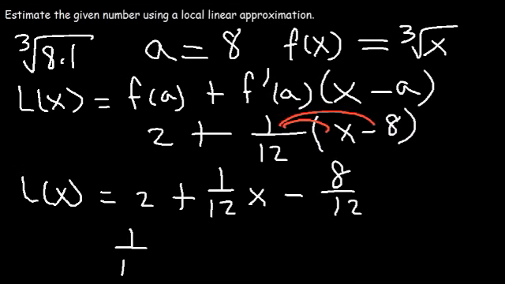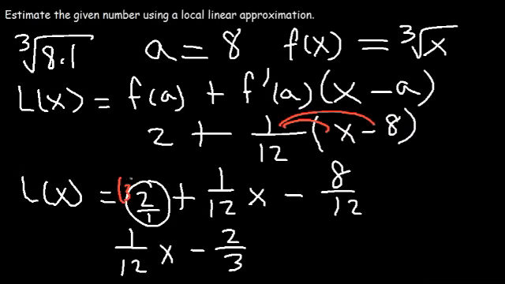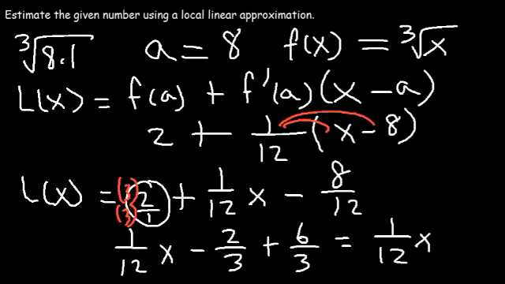And 8 over 12 reduces, if you divide both numbers by 4, to negative 2 over 3. Now we need to get common denominators to add negative 2/3 to 2. So 2 is basically 2 over 1, and if you multiply the top and the bottom by 3, 2 is the same as 6 over 3. So now if we add them, 6 over 3 minus 2 over 3. 6 minus 2 is 4. So this is plus 4/3. So this is our L of x function.